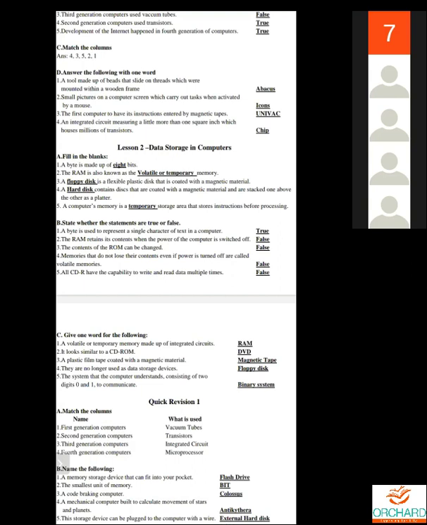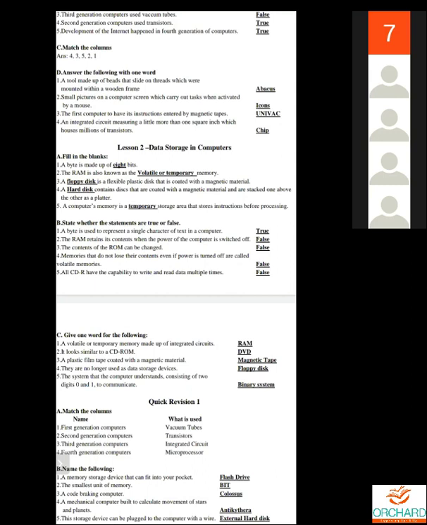We are having only a small amount of storage that is inbuilt in our computer's memory, right? So that is called primary memory. It is a temporary storage area. What is the permanent storage area? That is our secondary storage devices. So our primary memory is a temporary storage device and our secondary memory is our permanent storage device. A computer's memory is a temporary storage area that stores instructions before processing.